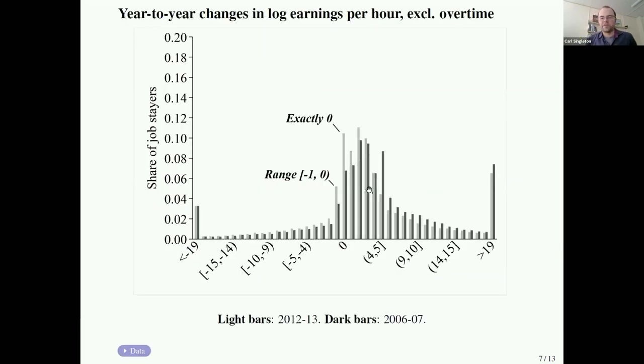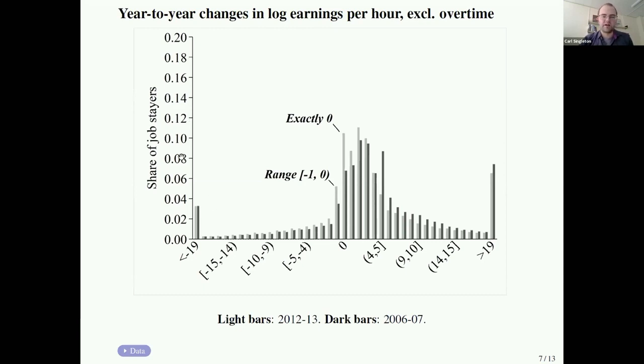Okay, so what do we find? This is the most comparable distribution, a distribution of the wage changes in ASHE pooled over the years that we study. This is the most comparable to the previous studies in the UK. It shows the year-to-year changes in log earnings per hour, excluding overtime, so including all the other measures of pay except overtime.